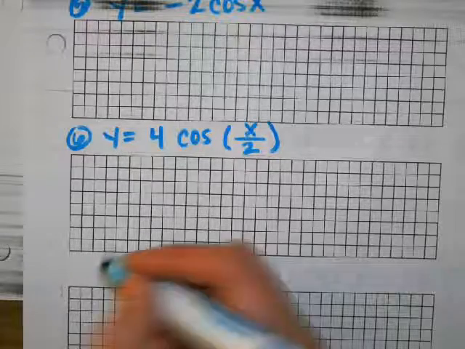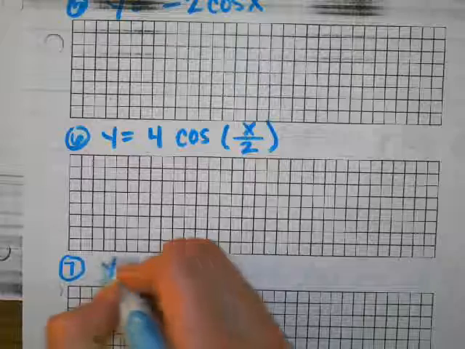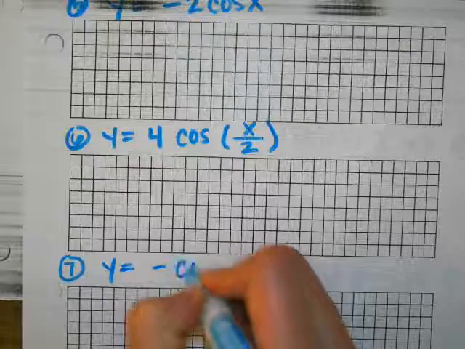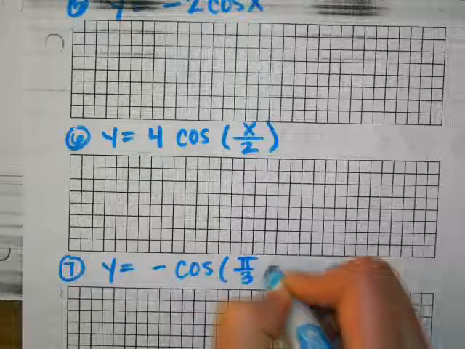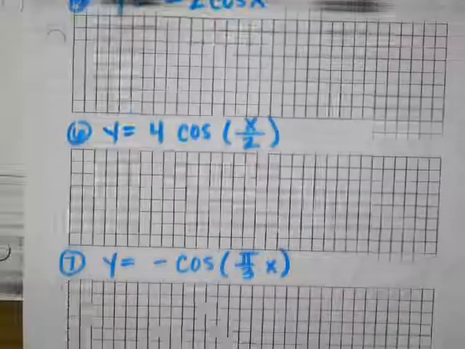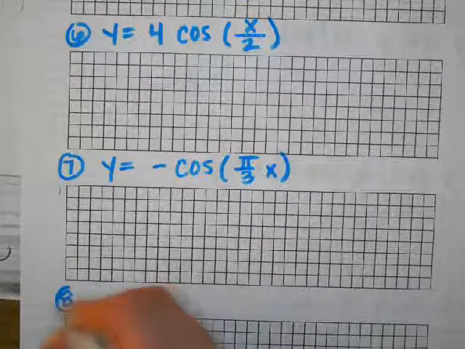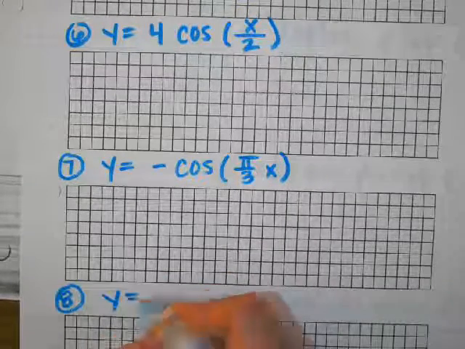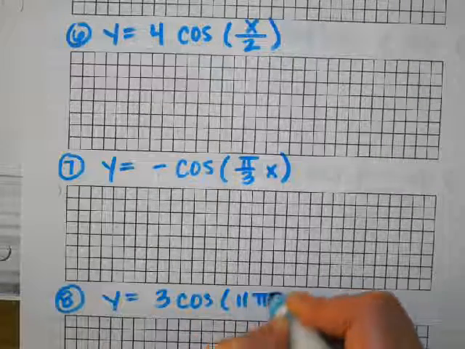Number 7. y equals negative cos pi over 3x. Number 8. y equals 3 cos 11 pi x.